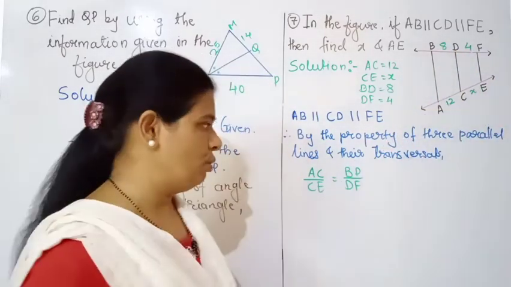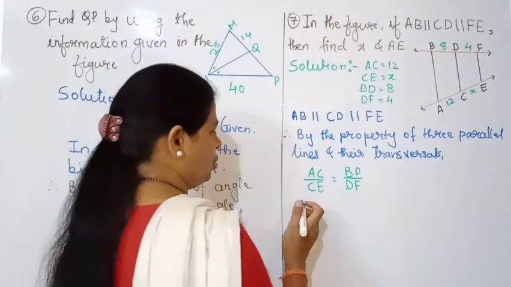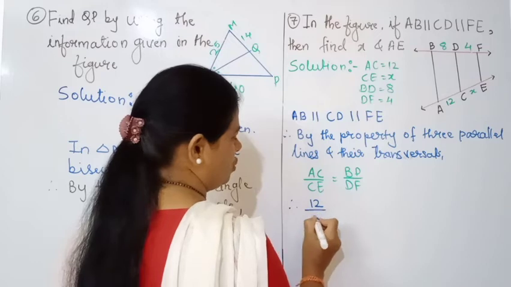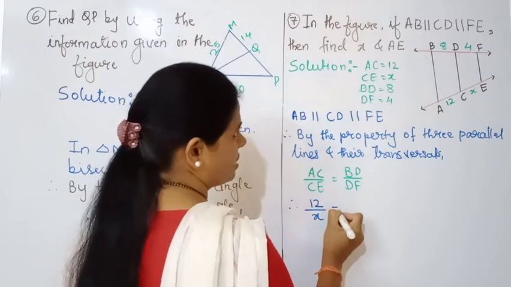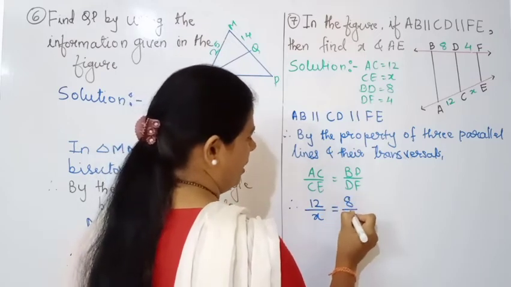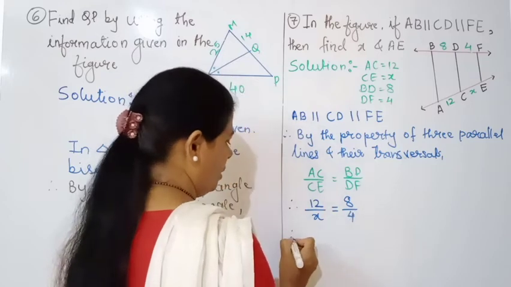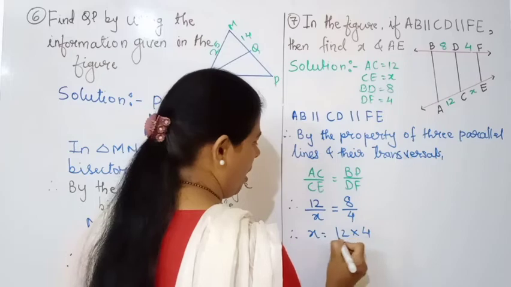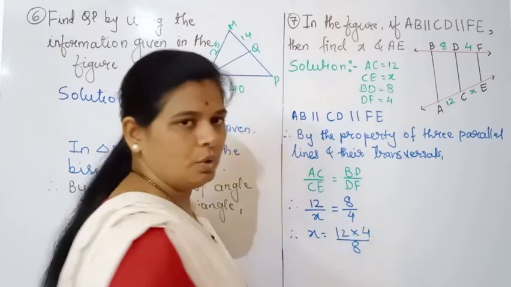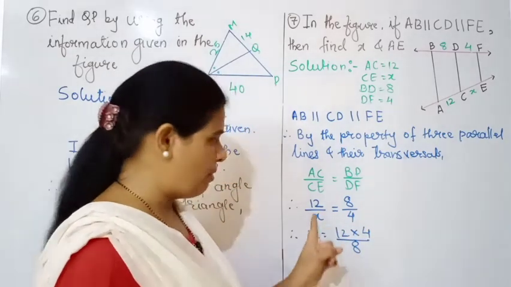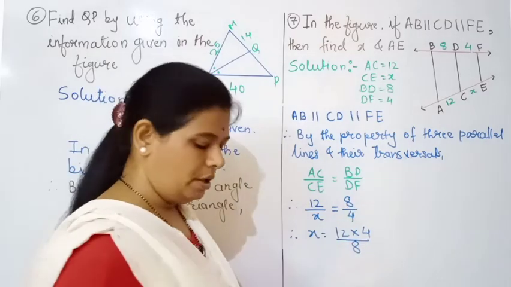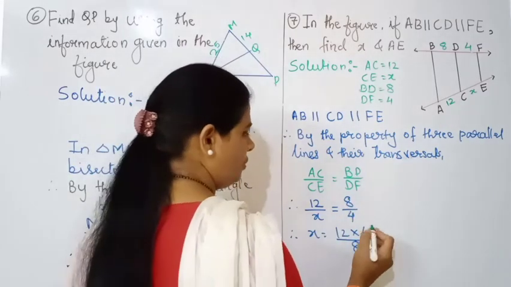Now we have to substitute the values. After substituting, what do we get? AC is 12, CE is x, BD is 8 and DF is 4. Therefore x equal to 12 into 4 upon 8. What is the value of x? We cross multiply 12 into 4, and this 8 will be in the denominator. Now we will divide.